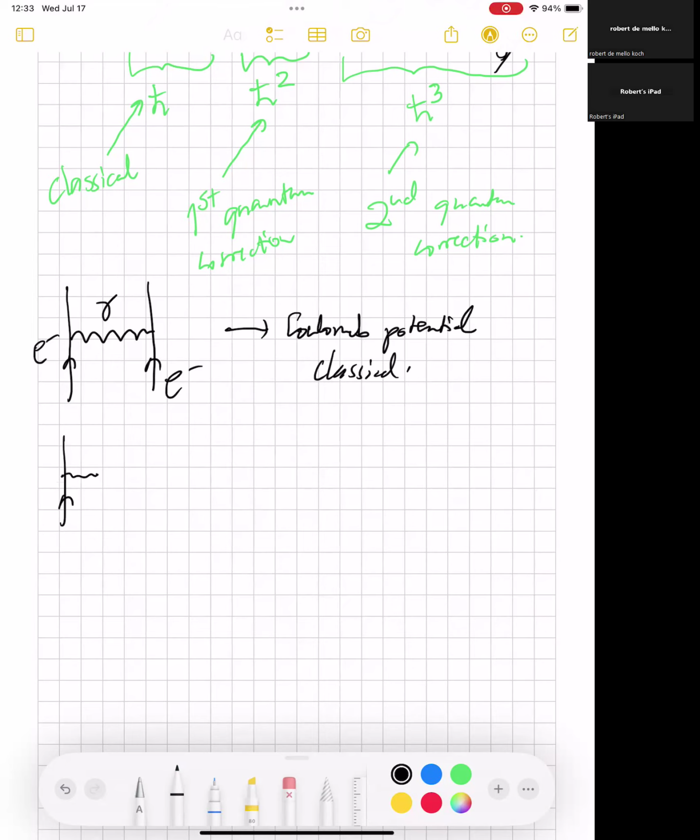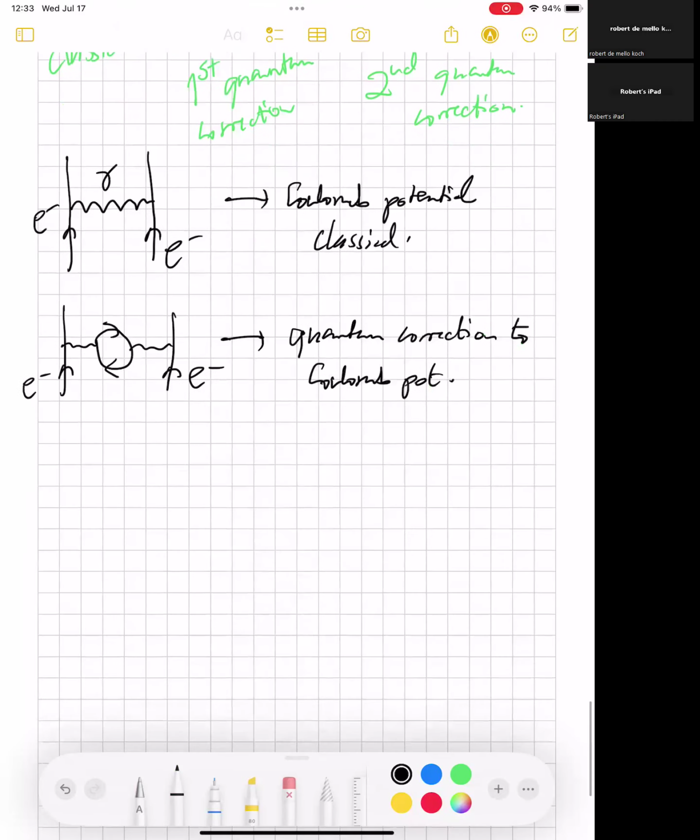If you added a loop, so for example, one diagram you could add is the photon that is exchanged between these 2 electrons. On its passage after leaving the first electron, we have a pair creation of a positron and an electron. They then later annihilate to produce a photon that hits the second electron. This would be a quantum correction to the Coulomb potential. So you could calculate an h bar correction to the Coulomb potential.